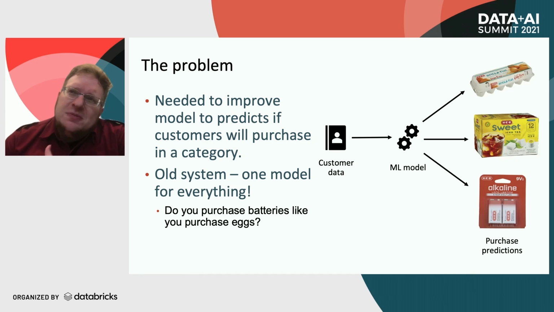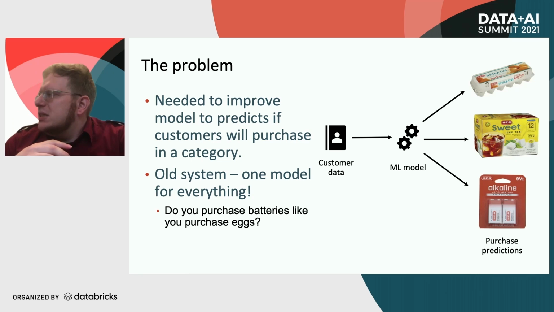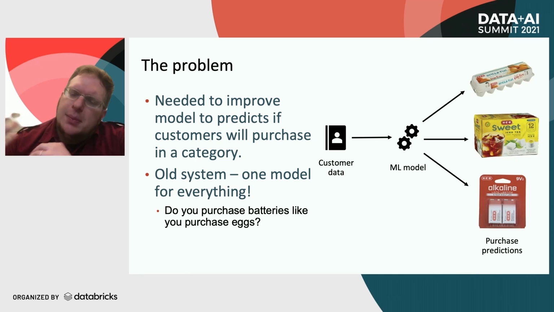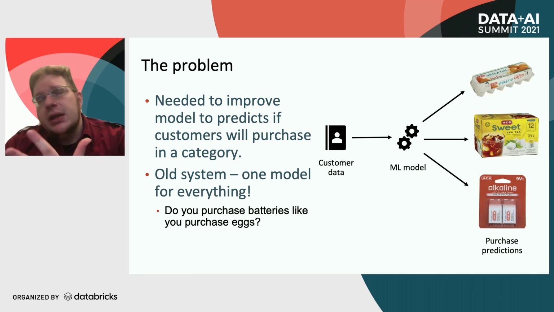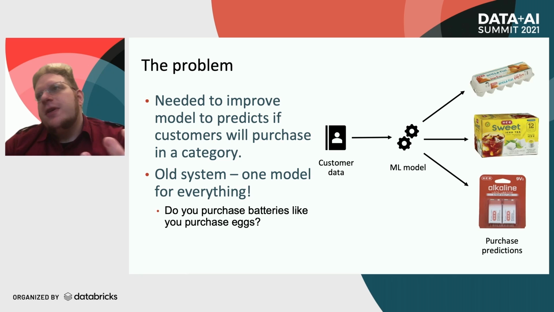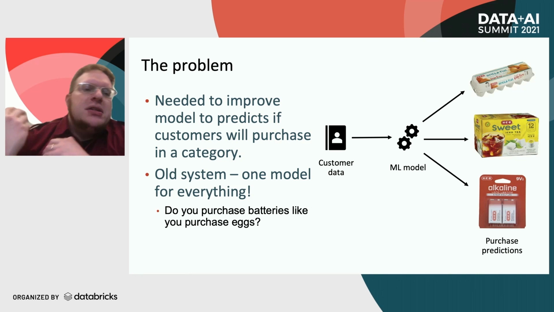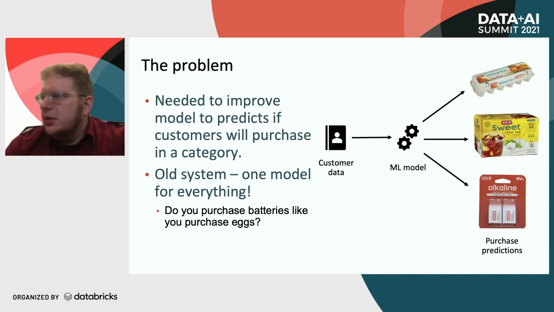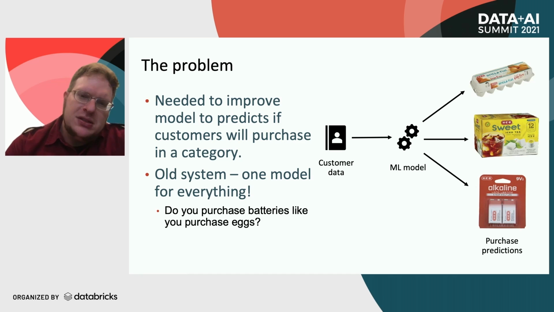If you think about it, it makes a little sense. I purchase eggs, I purchase milk very frequently, almost every week. Batteries, I'll get a few, and then I'm good for a while. A frying pan, I might purchase that every year at most. So expecting one model to really be able to handle all of these different use cases was really expecting too much.